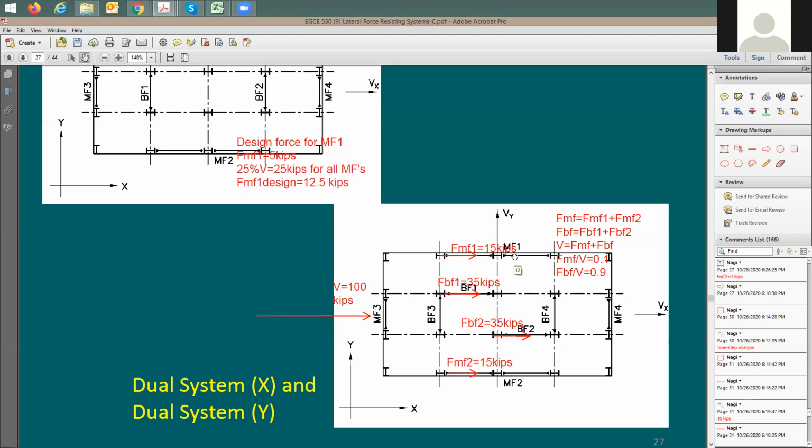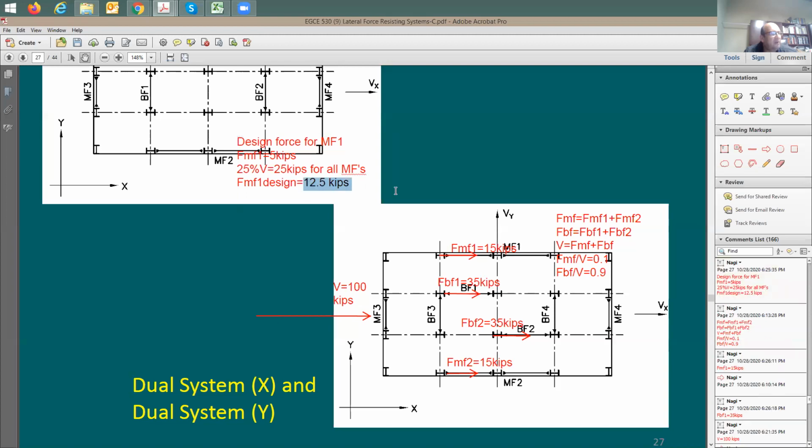well, if we take 25% of V, 25% of the total force turns out to be 25 kips for both moment frames. Now I'm wondering, what is the design force for MF1? It should be 15 because the 25% is minimum. Exactly. Distribution says here 25, 15 kips per each, right?